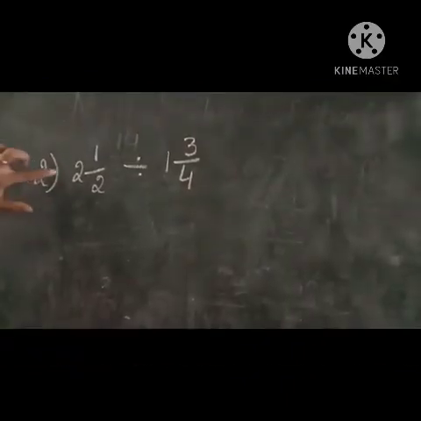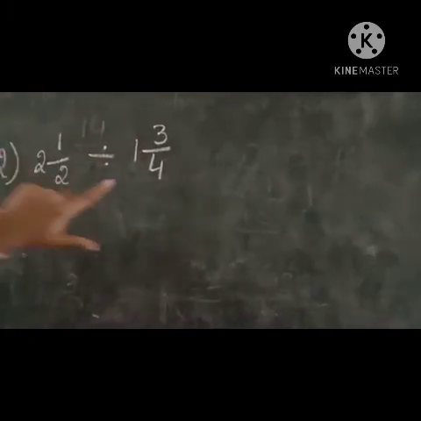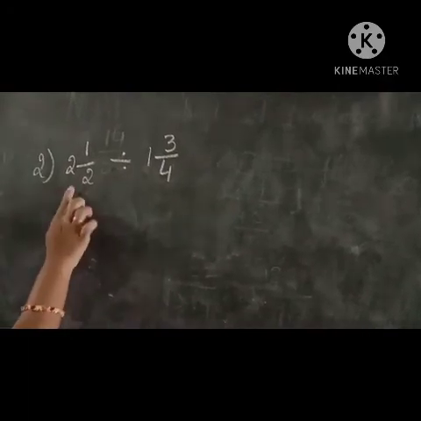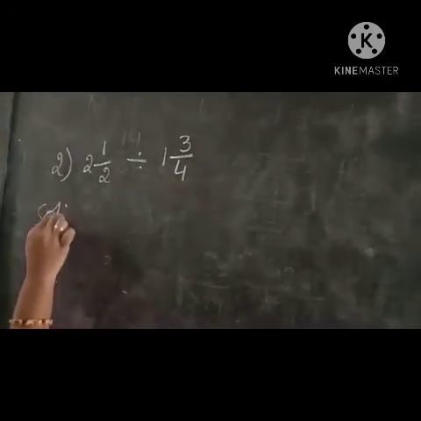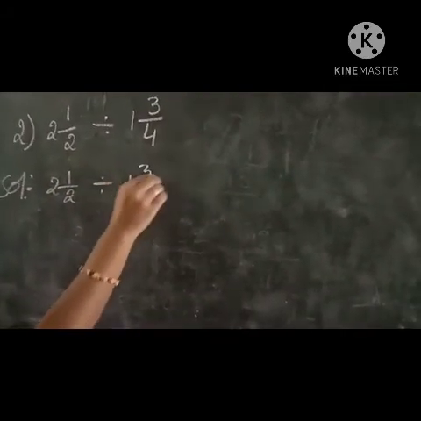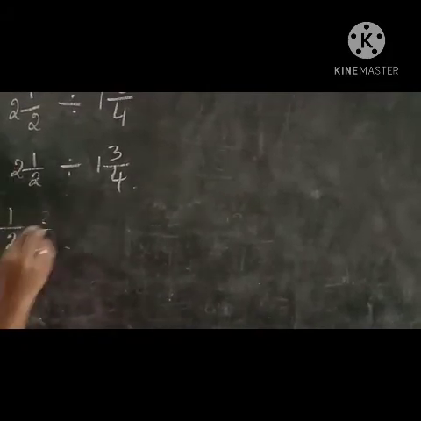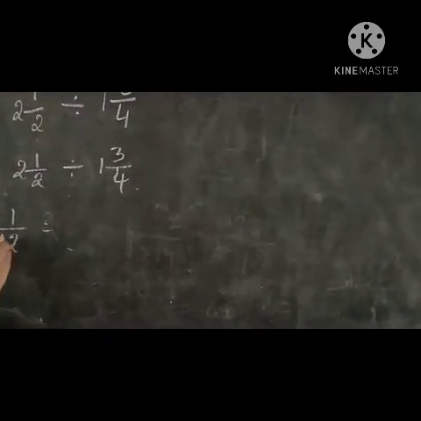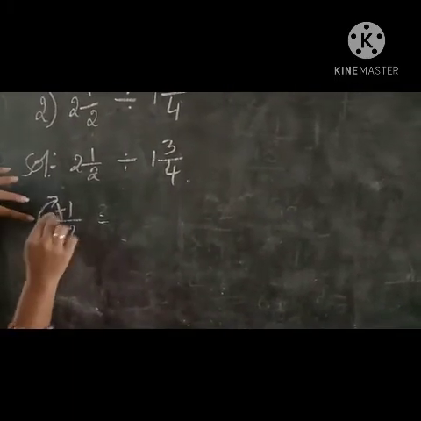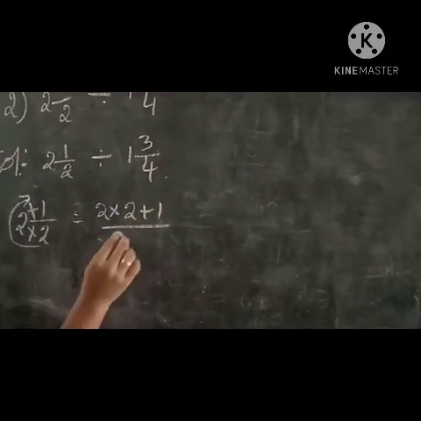Children, second sum, 2 1 by 2 divided by 1 3 by 4. We have to convert these two numbers into which numbers? Improper fractions. See the first one, children. 2 1 by 2 divided by 1 3 by 4 is the quotient. See here, 2 1 by 2. We have to change this number now. Here we have to keep the into and here plus. Right, like this. 2 into 2 plus 1 by 2.